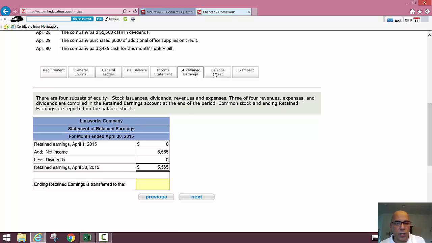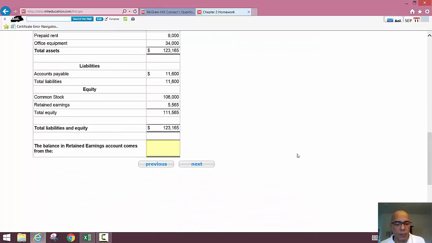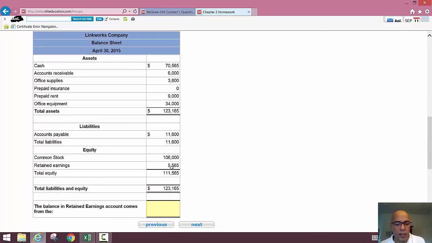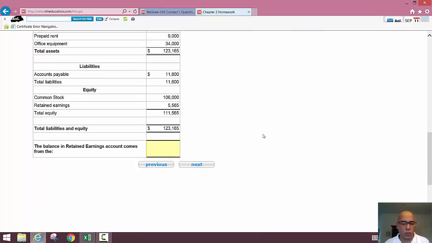But let's just look at the balance sheet. I think the reason they're doing this is they don't want you to panic when the balance sheet is out of balance if you haven't actually made journal entries to do your closing entries yet.